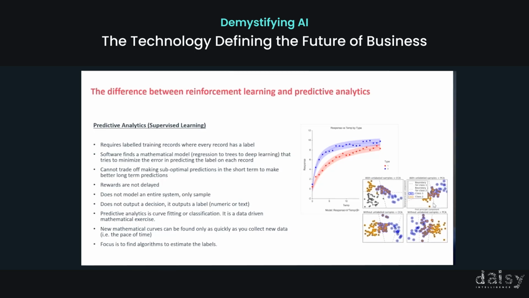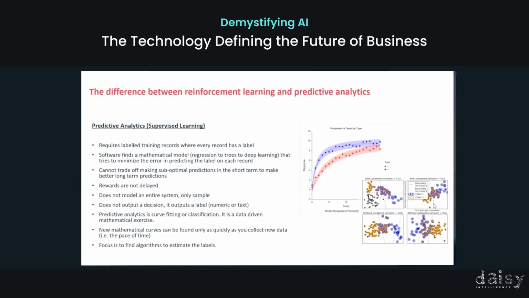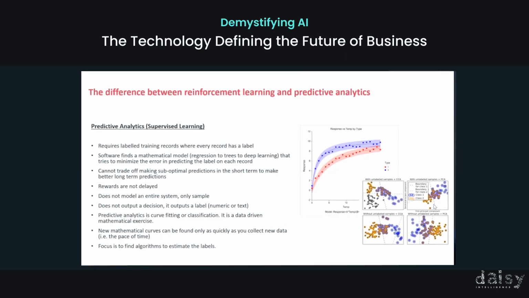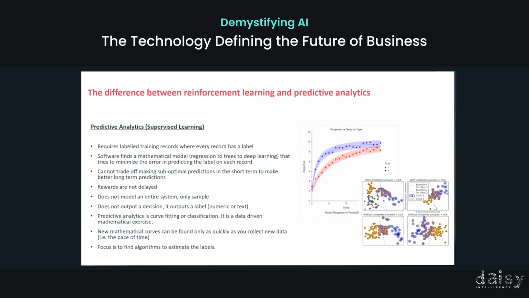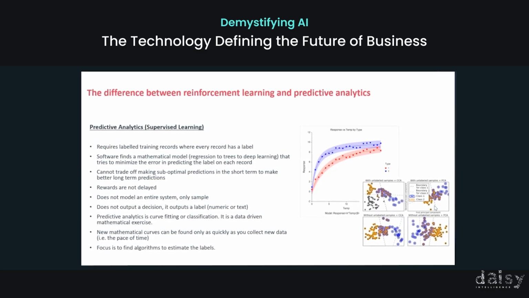And so the idea is, can you find a mathematical relationship between the dependent variable, the variable that you're predicting, and the independent variables, which are the variables you're using to try to predict the outcome? So can you predict the outcome for those known records? So it's essentially curve fitting. If you look at the example, the graph there on the right is modeling response by temperature, by type. It's a very simple example, two-dimensional, and you can see the dots are the labels, and you're trying to fit a curve to that line. In this case, it's the red or the blue line.